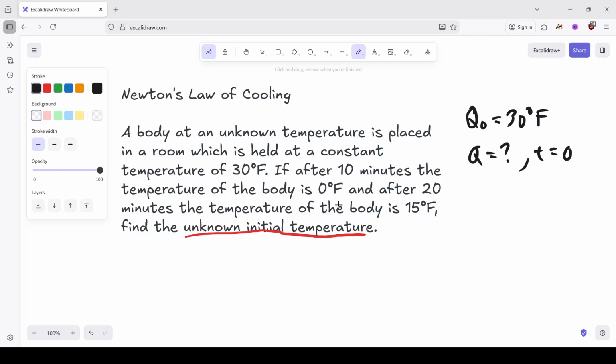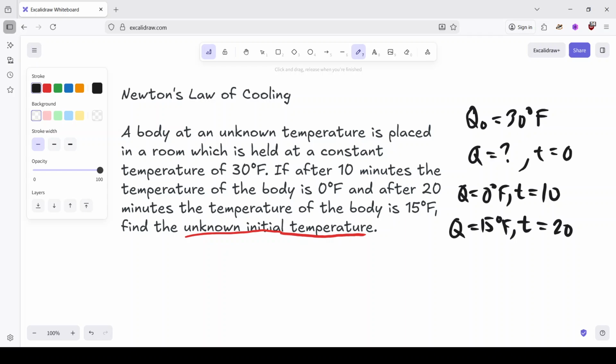Also, other given here, if after 10 minutes the temperature of the body is 0 degrees Fahrenheit, so the temperature is 0 degrees Fahrenheit when time is 10 minutes. Also, after 20 minutes, the temperature of the body is 15 degrees Fahrenheit. So Q is equals to 15, okay, when time is 20.